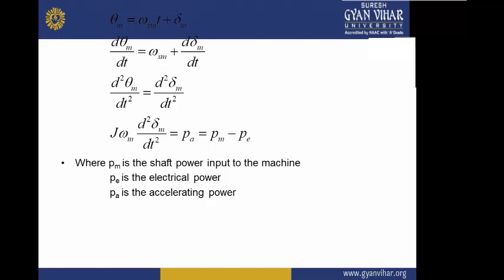Due to this only, the balanced condition is defined. So what is the balanced condition? That is Pa equal to 0, that means your accelerating power is 0, that is, both electrical power and mechanical power are equal.